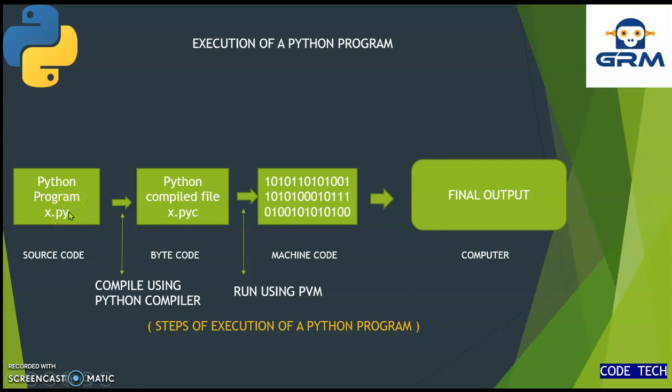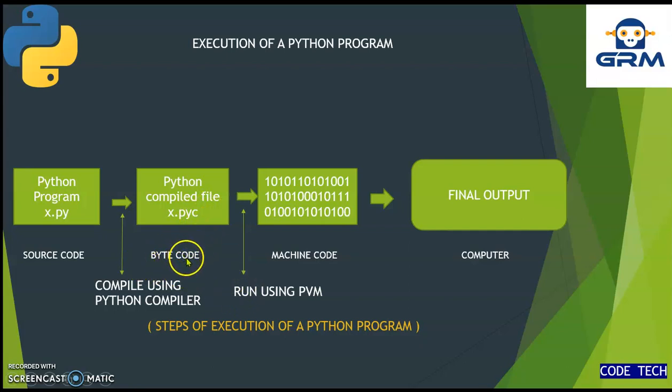The source code cannot be understood by the computer, so we process the source code using the Python compiler, or compile the source code. It gives the output as a .pyc file, which is the compiled file of x.py. We also know it as bytecode.